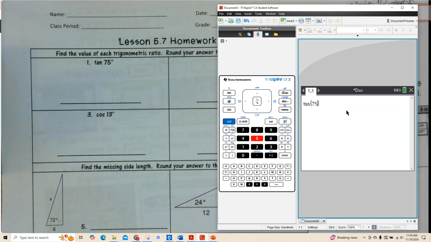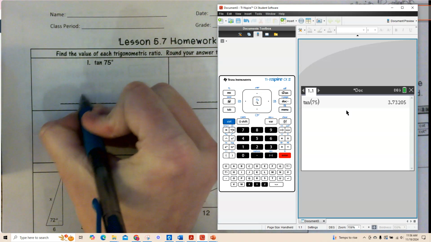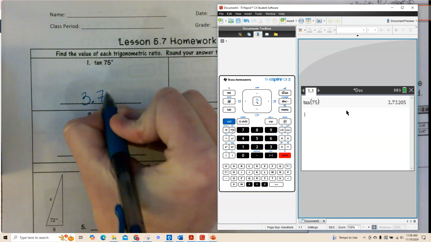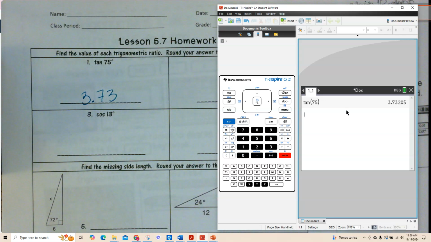And then in the parentheses, you just type the degree. Don't have to put a degree sign, just the number. Hit enter, and this one says we're rounding our answers to the nearest hundredth. 2 numbers after the decimal. So this one would be 3.73. Not too bad, right? Could be worse.